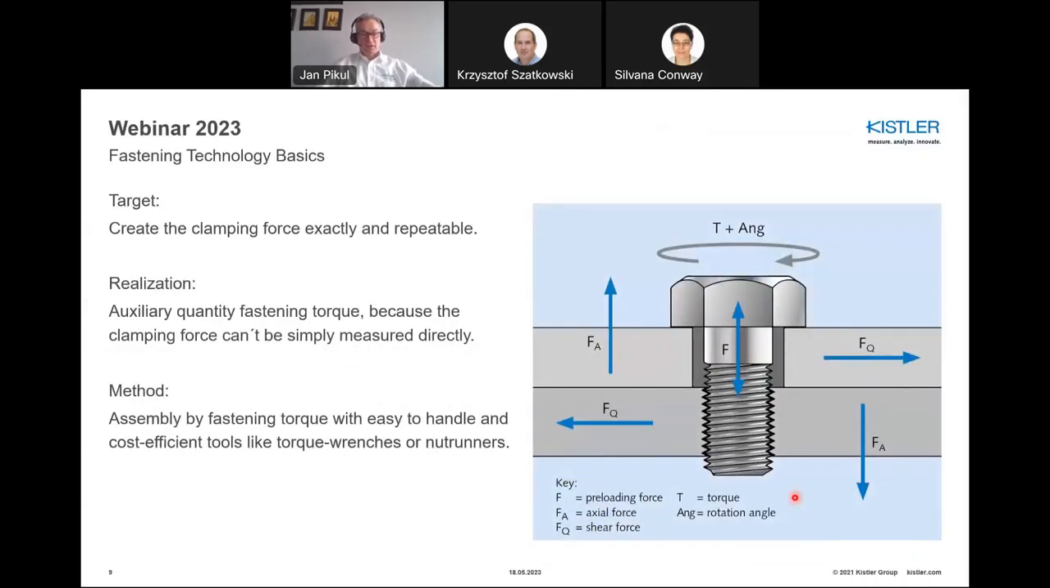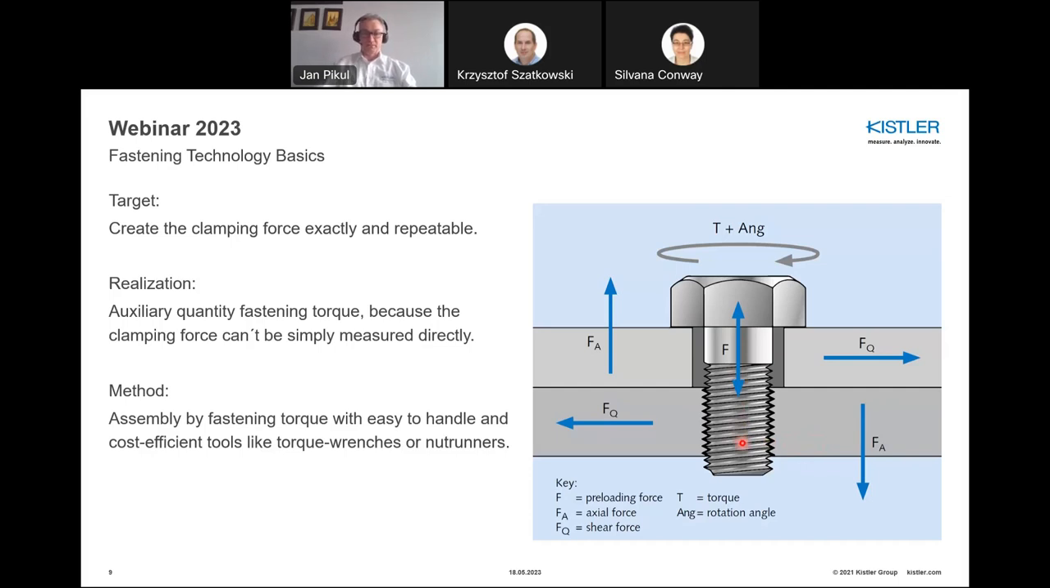So to keep the parts together, we have to create a clamping force or preloading force in the bolt. So that means we cannot keep parts together without the clamping force. And if we do not create a force big enough, then probably after a short time of use the parts will just disconnect and the product would be broken. So definitely we have to create the force, but the question is how big should that force be?